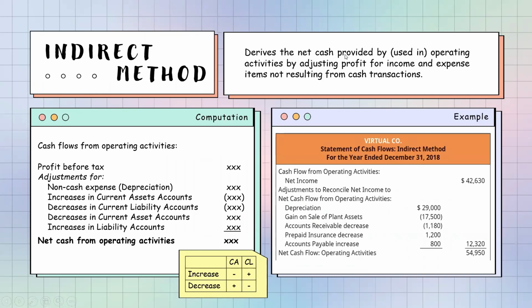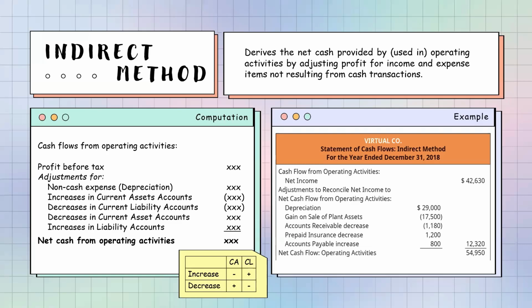Indirect method derives the net cash provided by operating activities by adjusting profit for income and expense item not resulting from cash transaction. So, kanina sa direct method, doon yung may mga cash transactions. Yung magbabayad tayo ng cash and then yung makaka-receive tayo ng cash. While here sa indirect method, non-cash. So, not resulting from cash transactions. So, the adjusting begins with the profit followed by the addition of expenses and charges that did not entail cash payments.